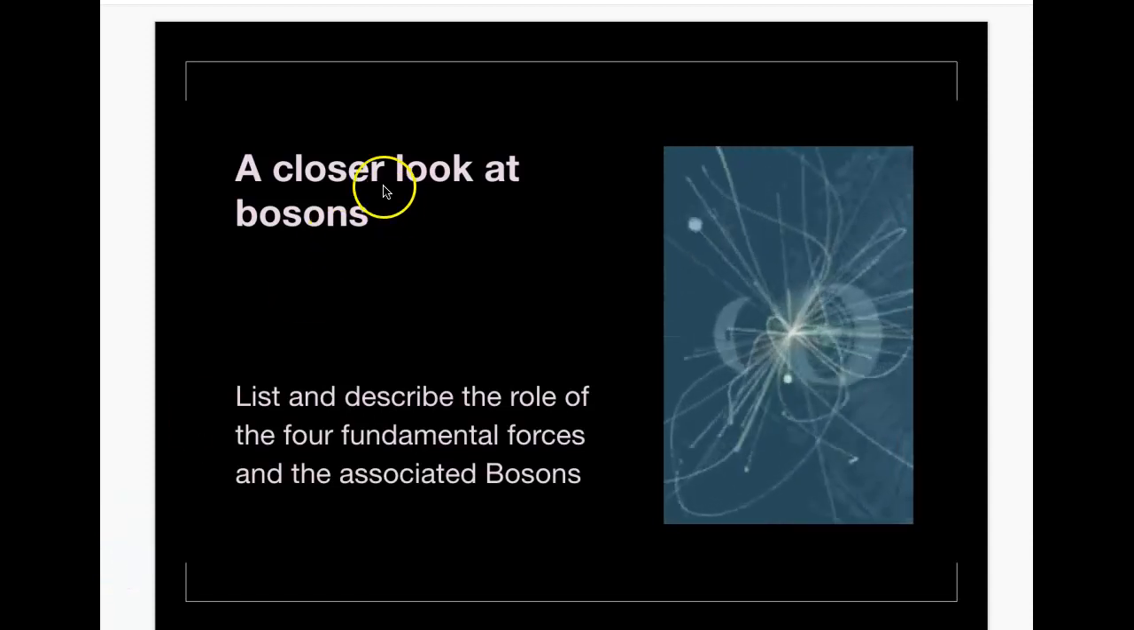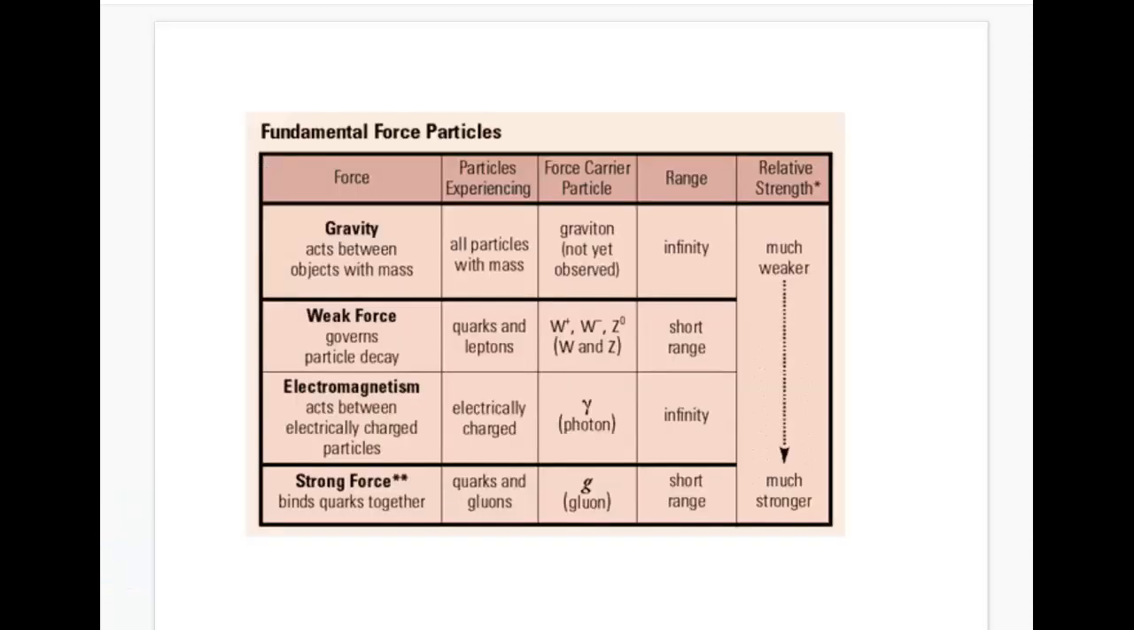Let's get a closer look at bosons. As mentioned earlier, or in a different video, there are 4 types of boson. These are force carrier particles: the graviton, W and Z, the photon, and the gluon. These are associated with different forces.